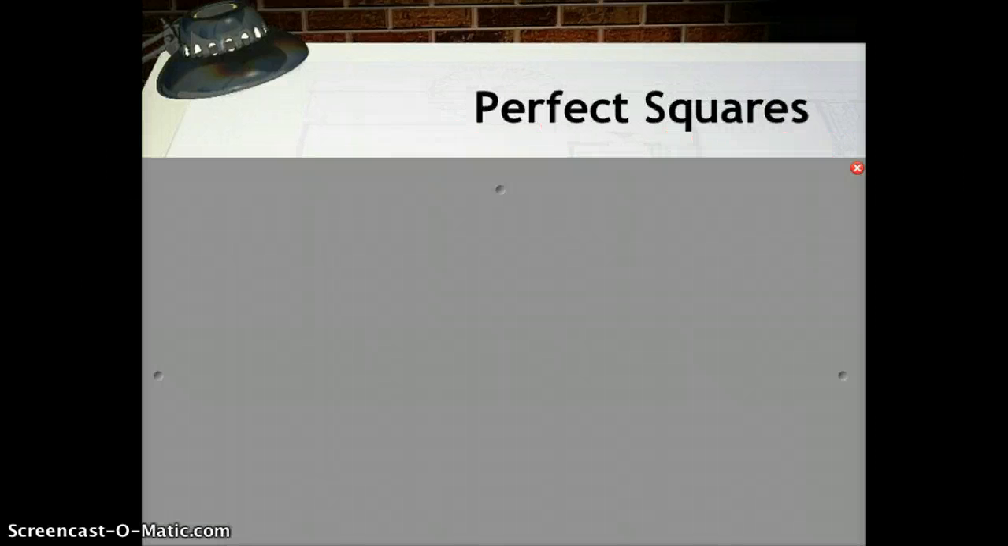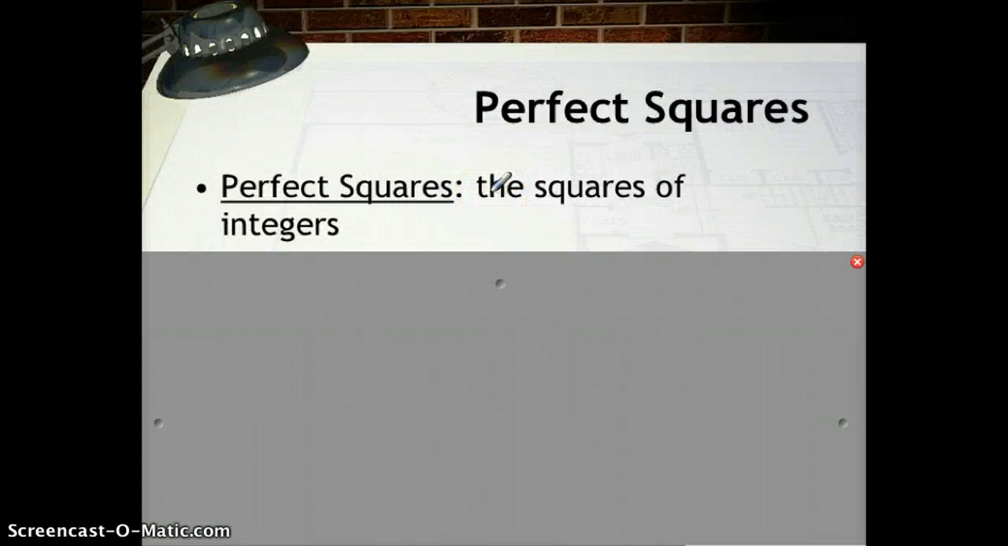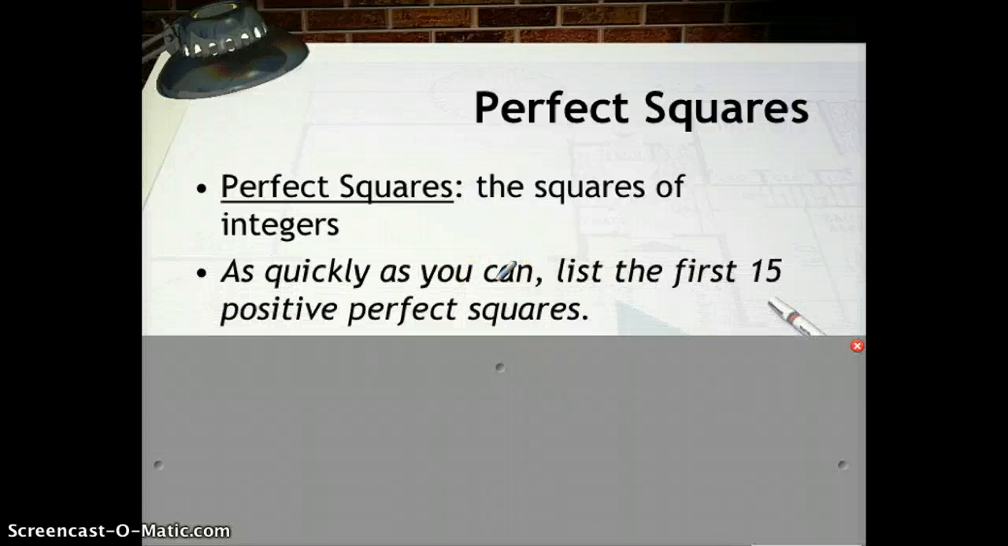All right, perfect squares, I want you to know that terminology as well. A perfect square is something that's the square of an integer. So for example, 81 is a perfect square because it's 9 times 9, or negative 9 times negative 9. It's a square of an integer, it's a perfect square. But 20 is not a perfect square because there's no integer that you can multiply by itself to give you 20.